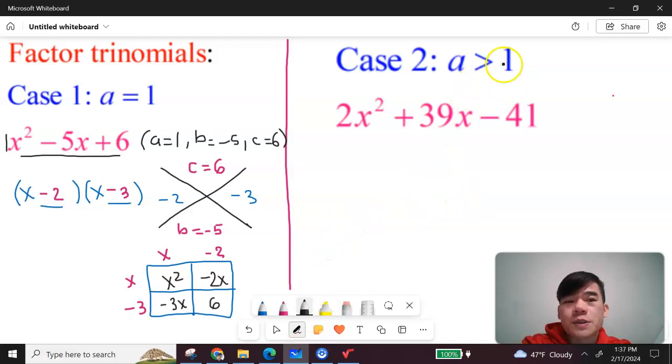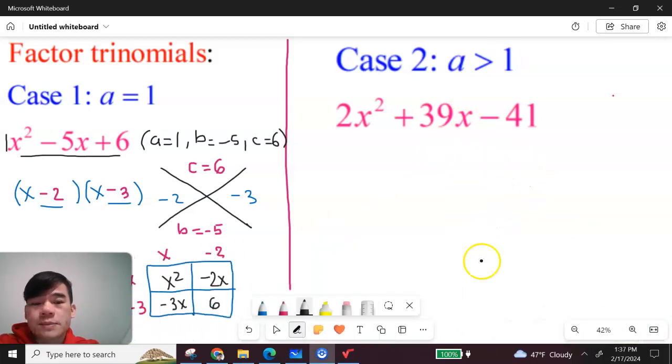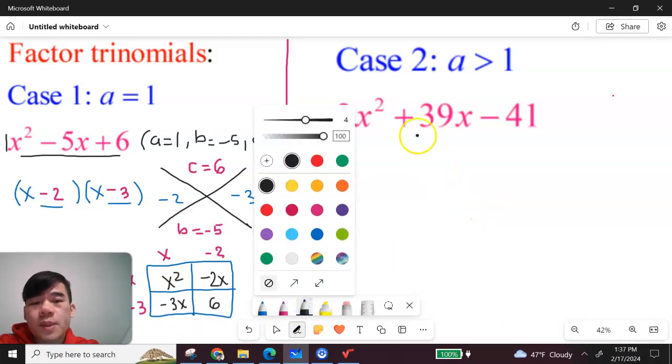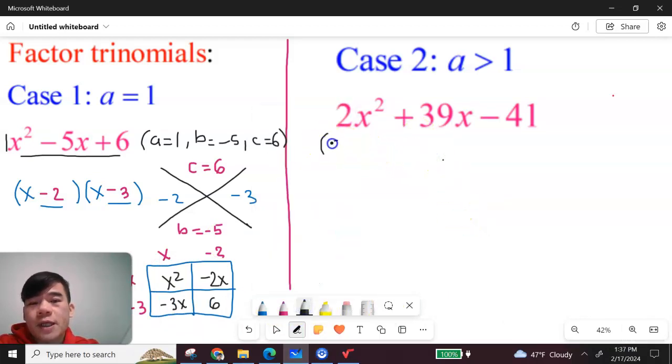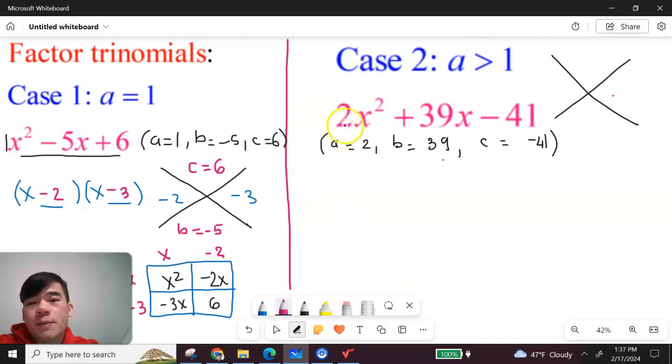Alright, so let's move on to the second example right here. Same thing. We need to identify a equals 2, b equals 39, and then c equals -41. We still use the S method, so we put S right here. Now, because a is greater than 1, we have a equals 2 right here. We need to put AC right here, and then we need to put B right here.